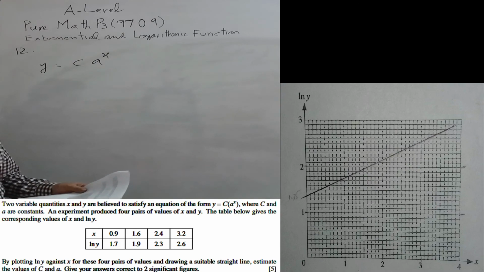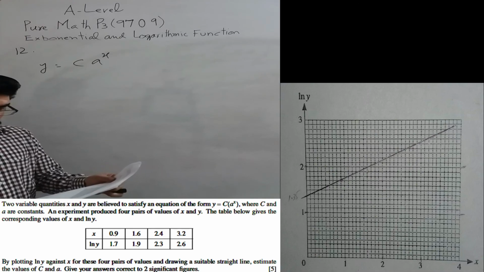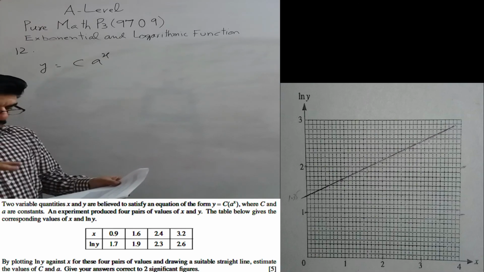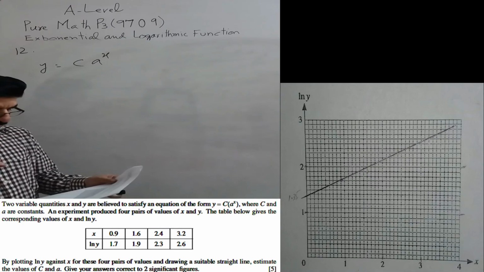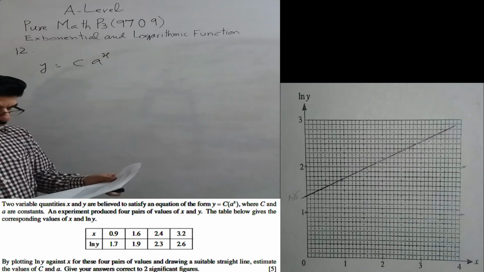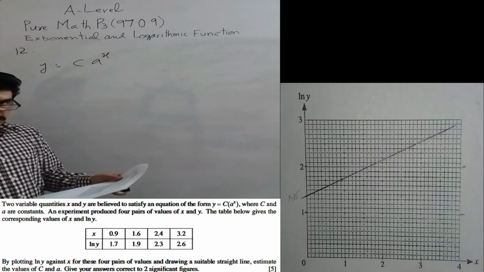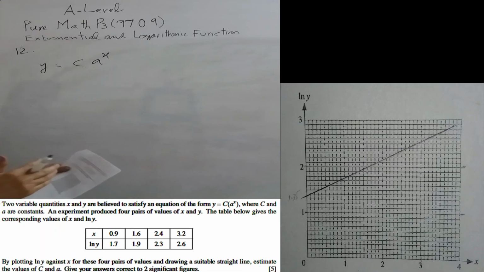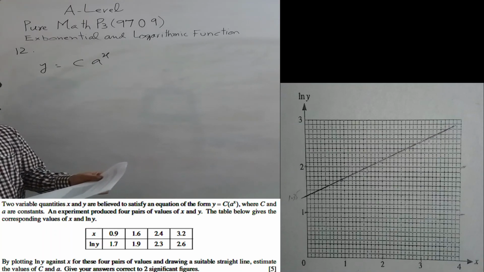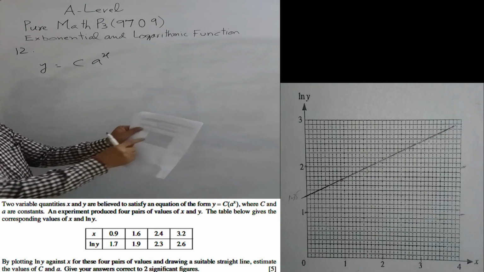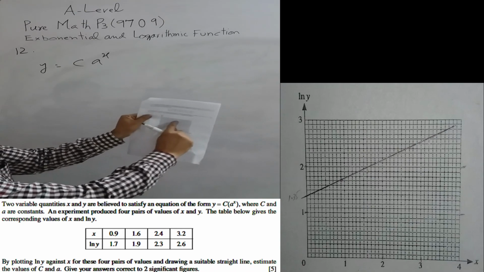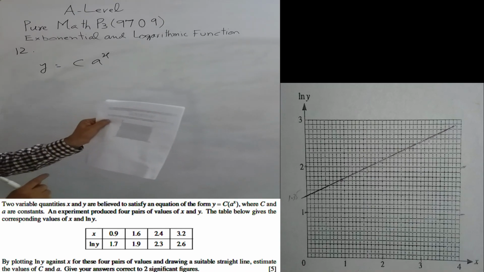See the points. Now the question is, by plotting ln y against x, meaning using the given values of the 4 points, and drawing a suitable straight line, we have to estimate the values of c and a and give your answer correct to two significant figures. Now when you plot these points, you will see that it's not a straight line, but it's approximately a straight line. This one point does not lie on this straight line. 3 points lie on the line.